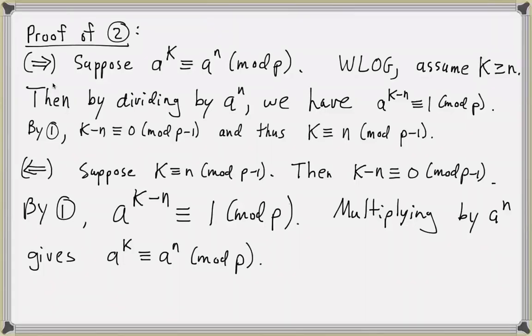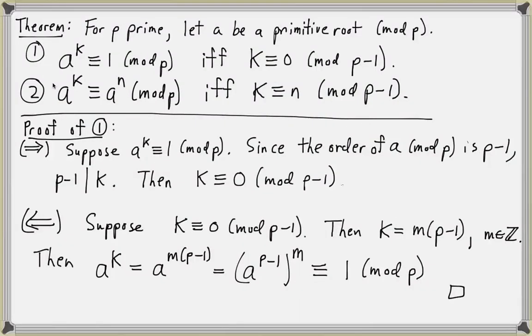So let's look back at these theorems. What this tells me is that I can use primitive roots to solve congruences by rewriting things in terms of a power of a primitive root. And then I can solve a congruence in the exponents. And if I can solve a congruence in the exponents, that will help me solve the original congruence mod p. Let me show you an example of this.